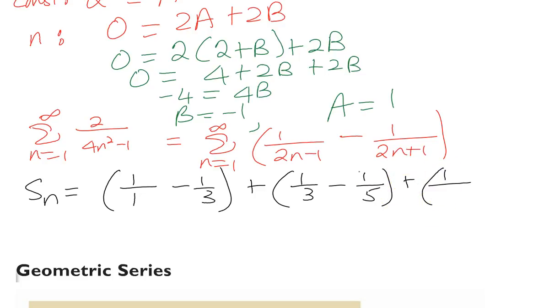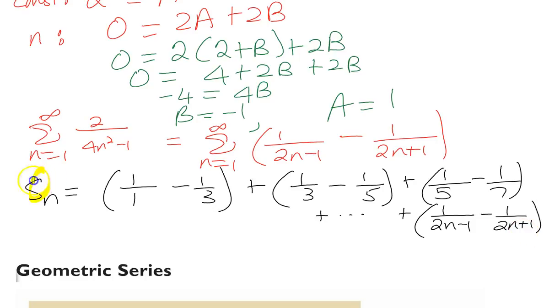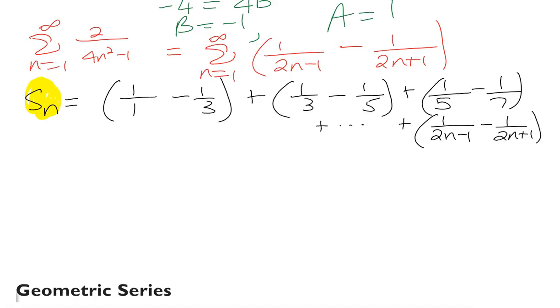Third term, 6 minus 1 is 5, and 6 plus 1 is 7. It keeps on going until the nth term, 1 over 2n minus 1 minus 1 over 2n plus 1. The nth partial sum goes all the way up to the nth term. What do you notice when you try to find Sn? Negative 1/3 is gone with positive 1/3, negative 1/5 is gone with that. So what you will notice is that Sn will be equal to 1 minus the last term here.